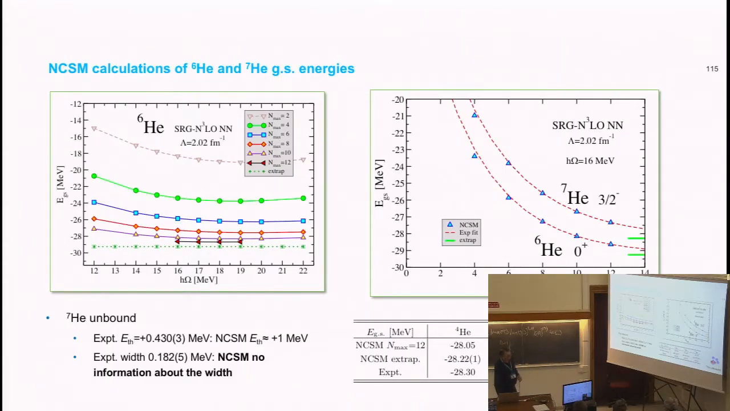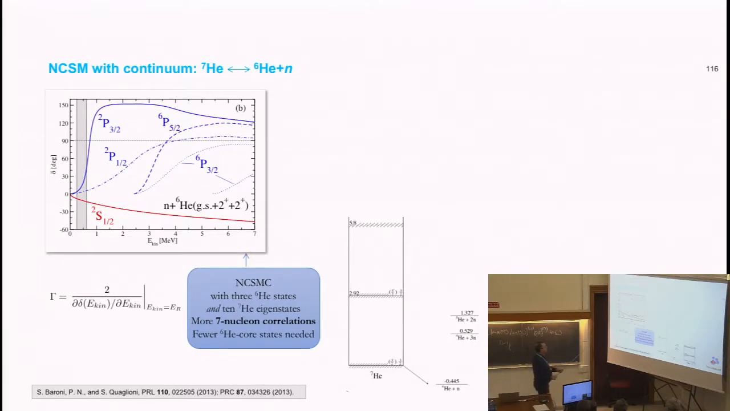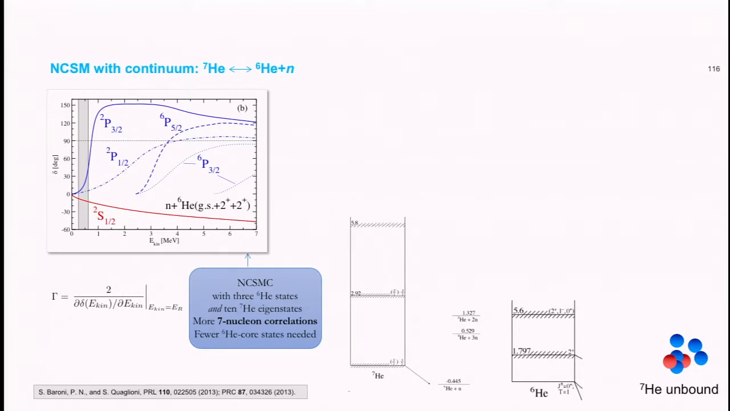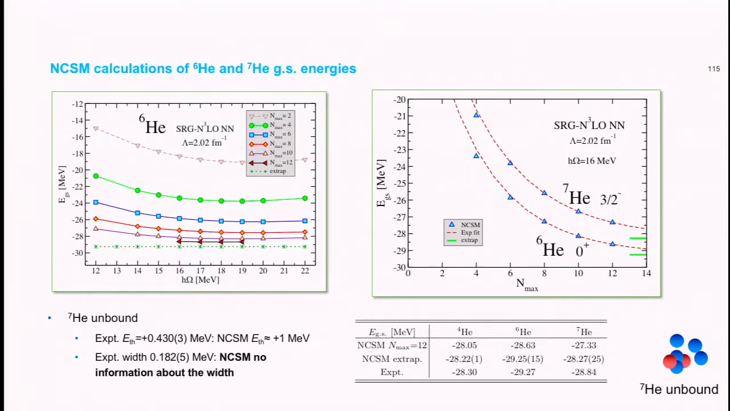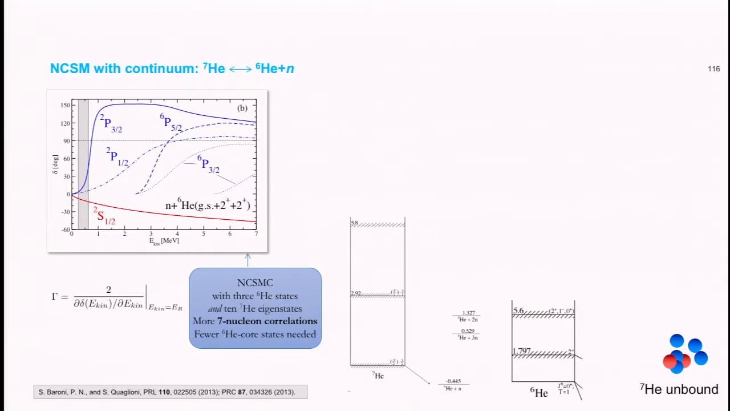Now we can do better, because we have this more complete expansion of the trial wave function, and so we can include the continuum, and in particular we can include helium-6 plus a neutron explicitly. So in my expansion, this would be the helium-7 in the no-core shell model. This part is what I would describe by this wave function. But now I include also helium-6 plus neutron. That means here I have helium-6, here I have a neutron, and then I couple them somehow.